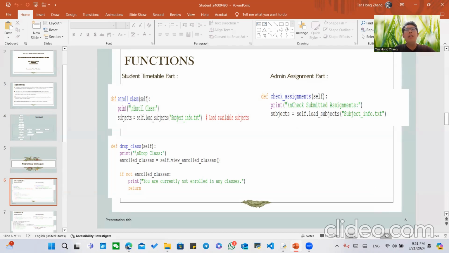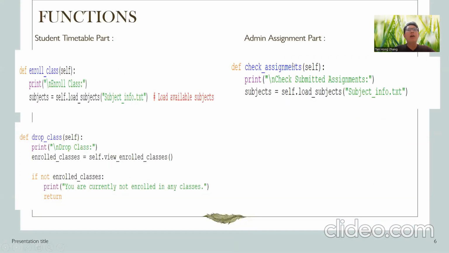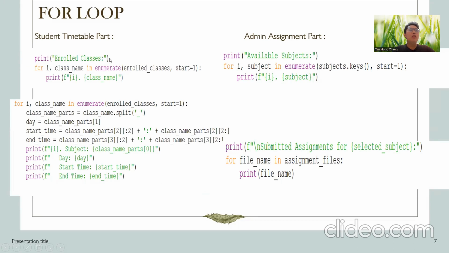Same with the admin assignment part, we also define the function and it will print out and load the available subjects. The following is the function drop classes. It will print out the drop classes on a new line and show the enrolled classes, which loads the classes that you have already enrolled. If you are not enrolled in any classes, it will print that you are currently not enrolled in any classes.